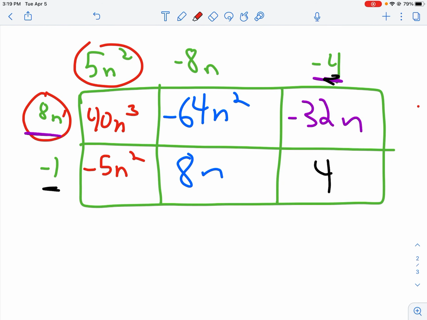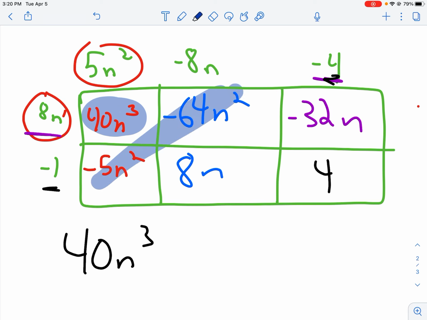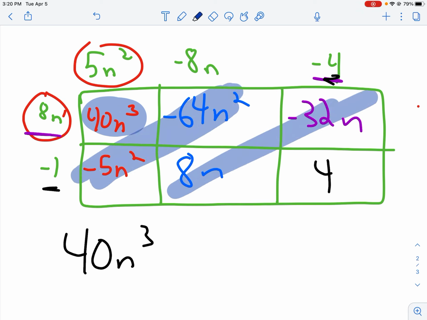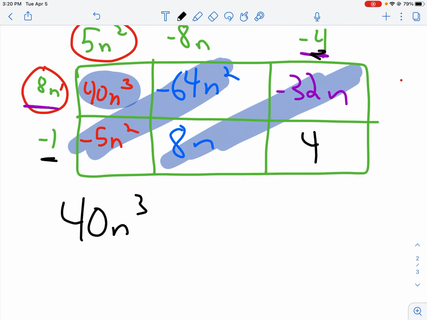Now, as we go through to look at our like terms here, the only n to the third term is that 40n to the third. Within the box, there are no other n to the third terms. If you pay attention here, I still have my like terms on the diagonal, okay? But again, you're just combining your n squareds together, you're combining your n's together, and you're combining your constants together. Well, in this case, negative 5n squared combined with a negative 64n squared combines to give me a negative 69n squared.